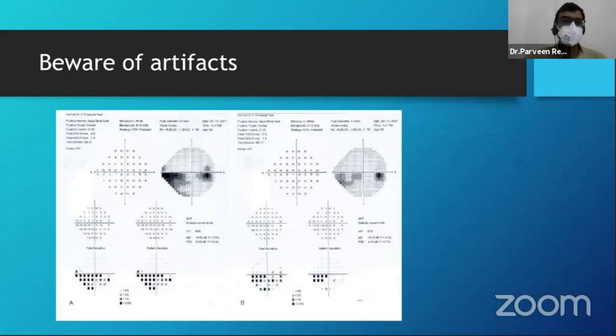Then we need to be aware of the artifacts which can cause a false progression. Like in this picture, it looks like a bad picture with a lot of depression in the inferior field, but once the patient's cataract surgery was done, the fields remained very good. So sometimes we may get this kind of false progression. We need to be careful, especially about cataract, that it is not the cataract which is causing the depression of the visual field.